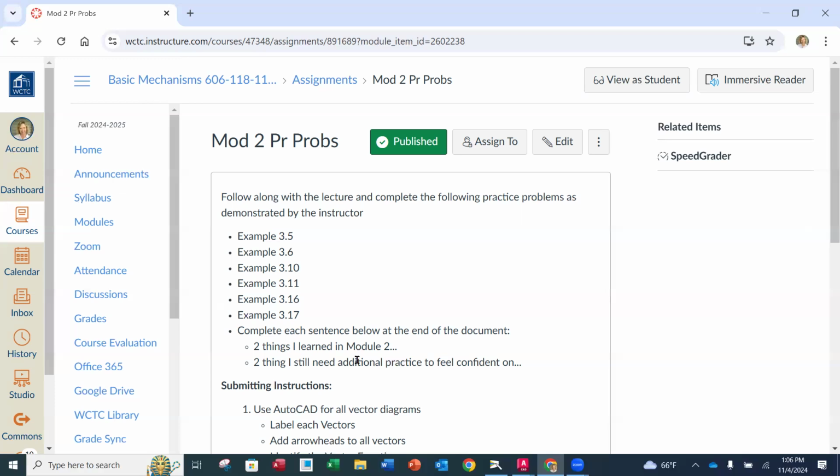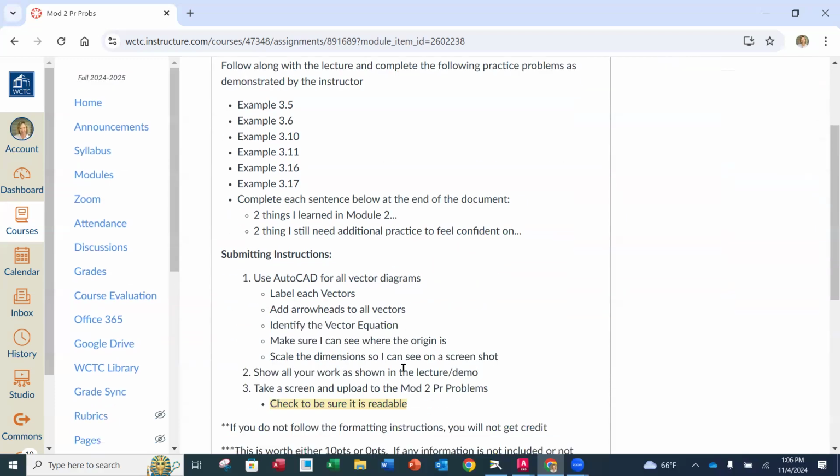You're going to be submitting your screenshots. So make sure that when you do your screenshot and you add it to whatever document you're uploading, that I can see it. Okay, that I can see the numbers and make them out. If I can't, unfortunately, I can't give you credit.